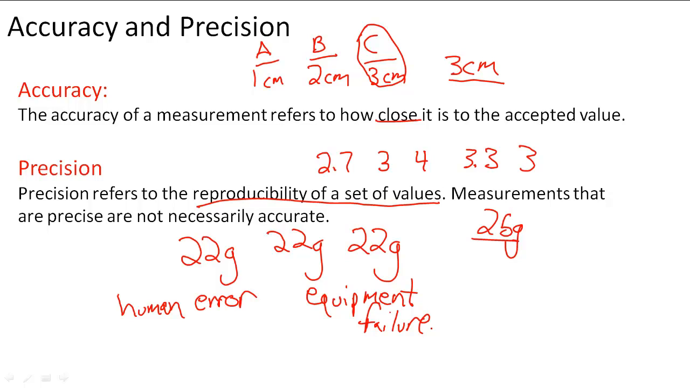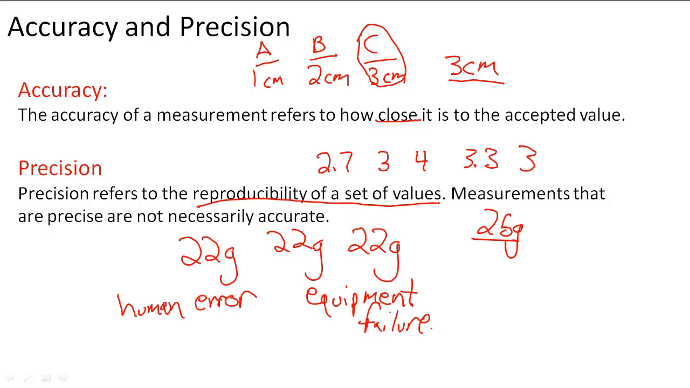And so knowing about accuracy and precision helps you be a better scientist and understand what's going on in a lab setting, because you can understand where you're supposed to be, what's the accepted value, what other scientists have gotten, and understand if you're being precise and accurate or being one or the other.